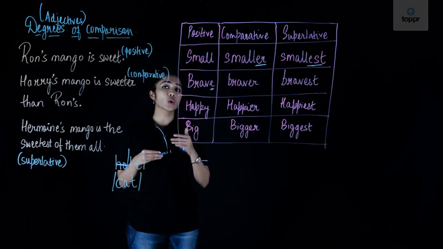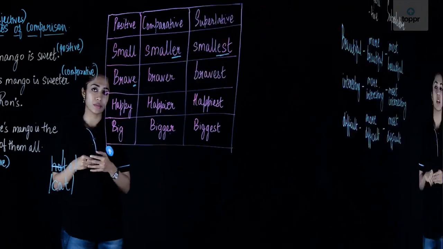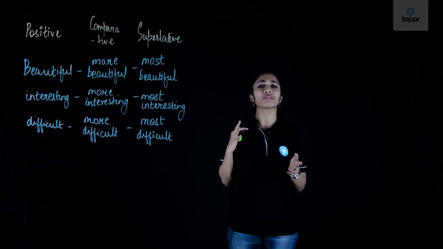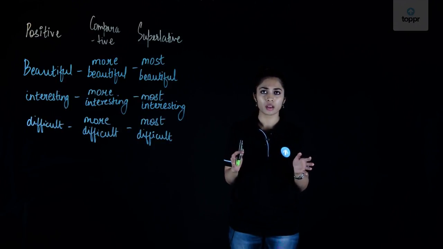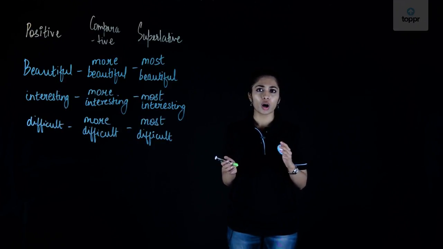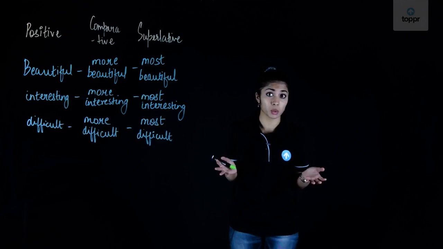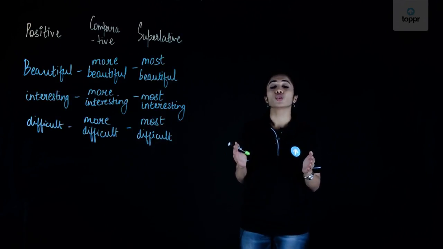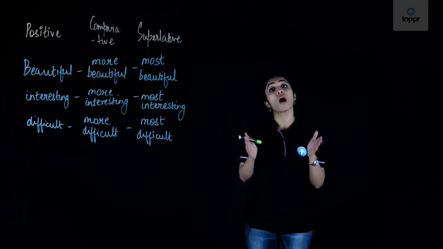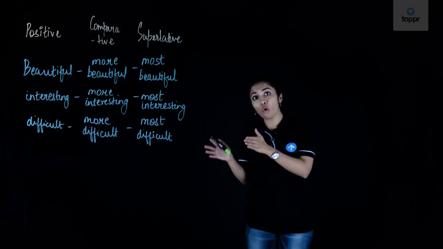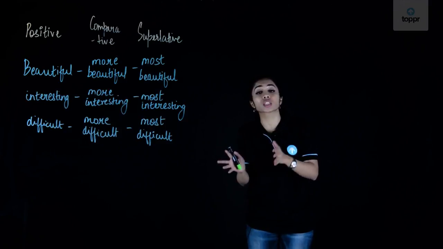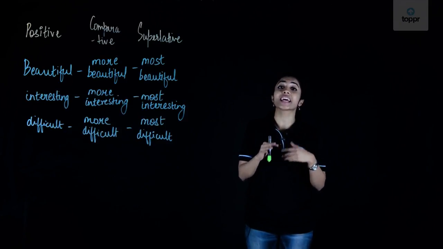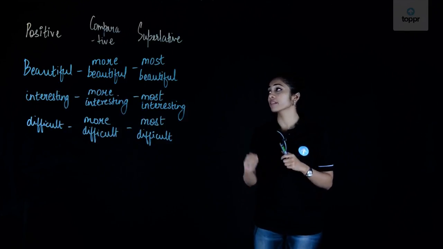Now, let's just look at the other examples. So, we learned about how we form comparatives and superlatives of one or two syllable words. But what do we do in case of more than two syllable words? Well, to form comparatives, we add more before the word, and to form superlatives, we add most before the word. Let's just understand better with the help of this grid.